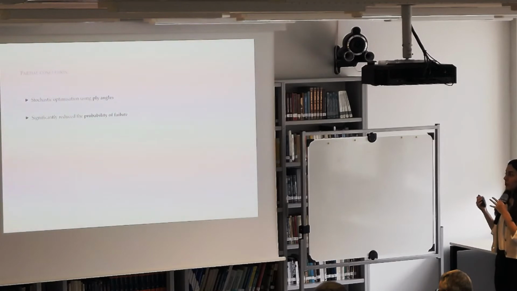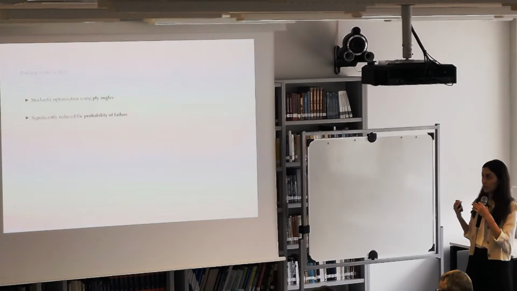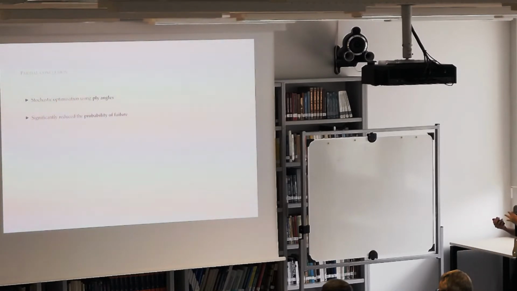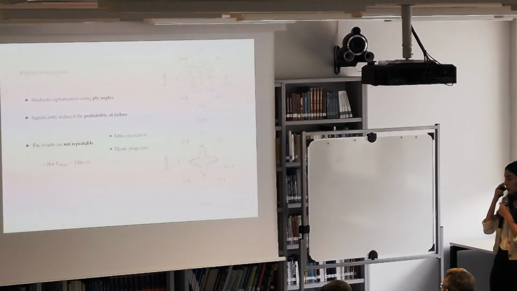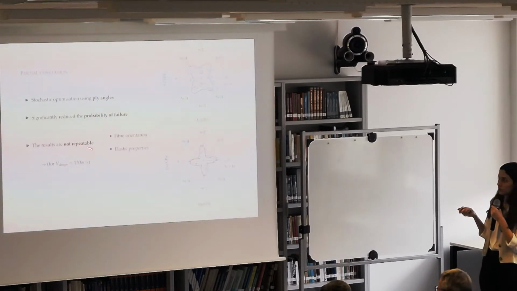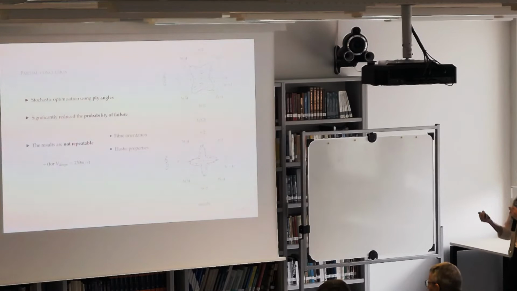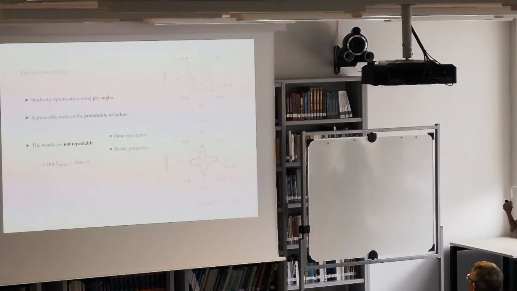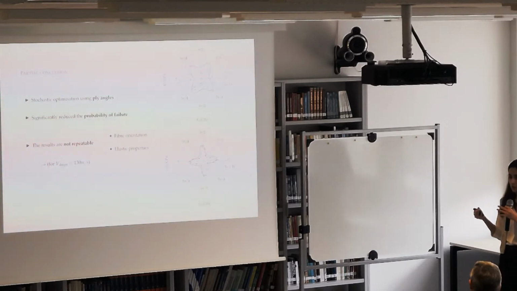To conclude, we conducted a stochastic optimization using ply angles, and we significantly reduced the probability of failure. But the problem that we had doing that was that the results were not repeatable. For example, for a given design velocity of 130 meters per second, we launched the same case 3 times, and we did not obtain the same fiber orientations or elastic properties for similar values of the probability of failure, which means that I have a very non-convex problem, and it's hard to have a repeatable result.